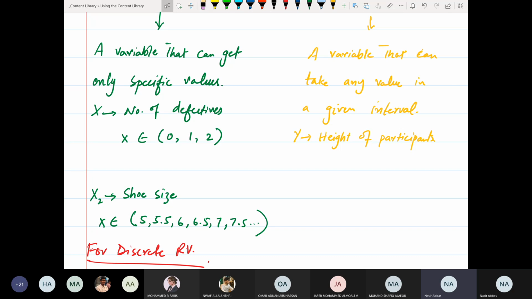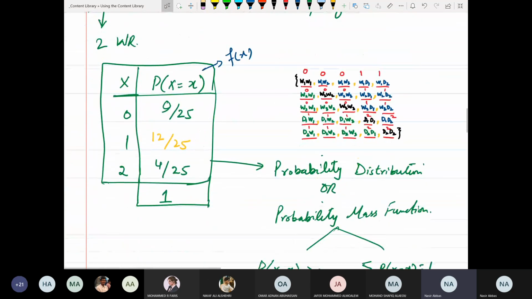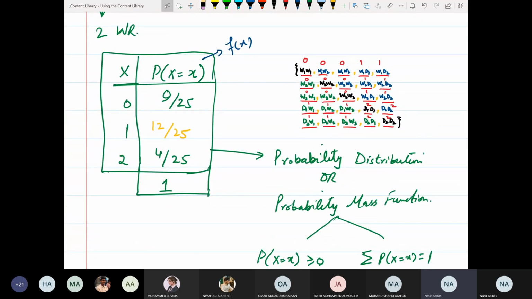What is a probability distribution? Probability distribution is a table or a function that tells you all the possible values of the random variable along with their corresponding probabilities. I repeat, this can be written as a table or a function. Then, what are the 2 properties of probability distribution? The functional values are always non-negative, because these functional values are nothing but the probabilities, and probabilities cannot be negative. And secondly, the sum of all probabilities is always 1 for discrete or continuous, whatever random variable.